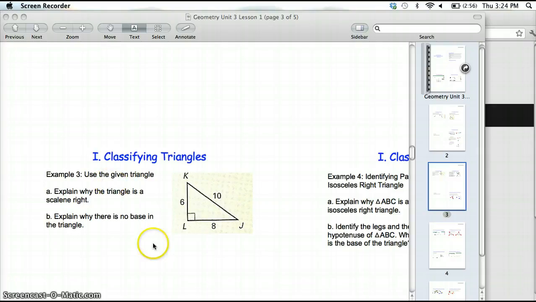If we are going to classify this triangle according to its sides, which is almost all of the information that we're given, we have one side that is 6, one side that is 8, and the hypotenuse, which is 10. They're all different lengths, meaning that this is a scalene triangle. Now classifying it by angle, we see that we have a 90-degree angle here, which makes it a right triangle. So it is a scalene right triangle.